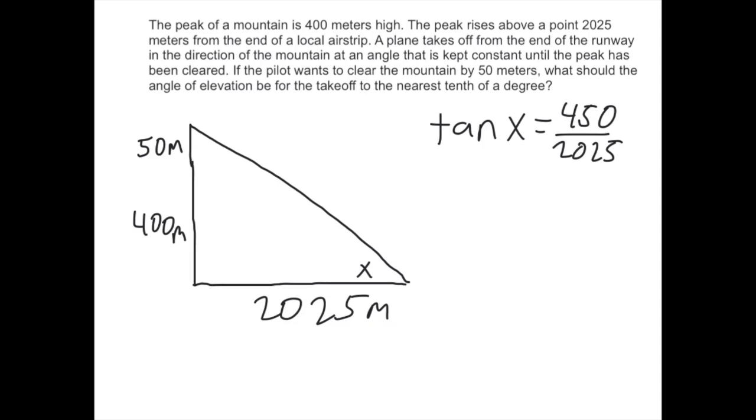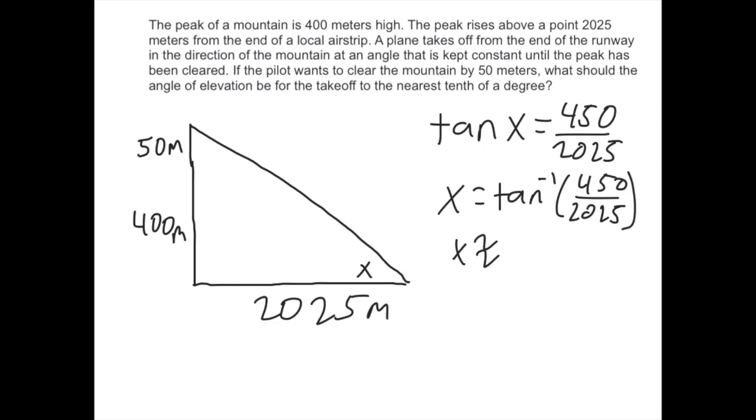So that means that x is equal to the inverse tangent of 450 over 2025. So x equals about 12.5, because they said to the nearest tenth of a degree. So 12.5 degrees. See, not much difference from what we've been doing, just doing a little bit more to draw the triangle from the words.